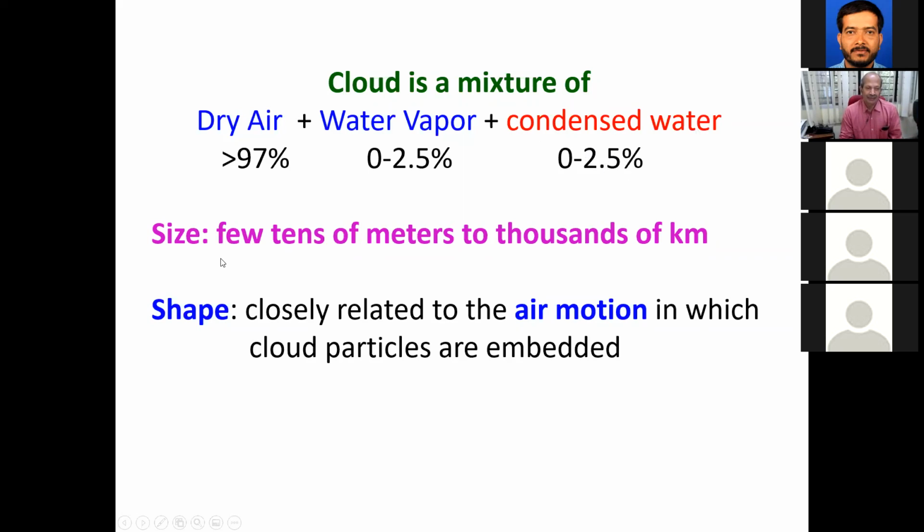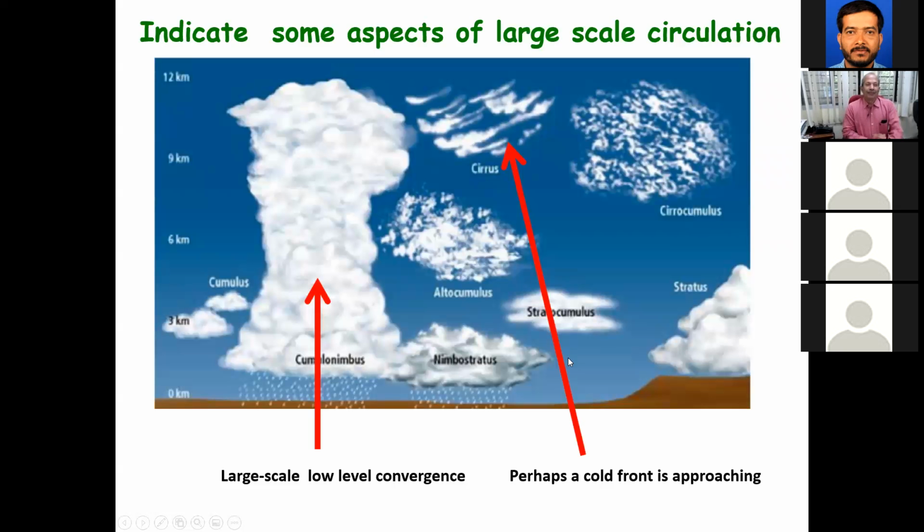If you look at the size, it is from a few tens of meters to thousands of kilometers. That is the scale it occupies, large scale. And shape is closely related to the air motion in which the cloud particles are embedded. So when you go out and see the sky, you see different types or shapes of clouds. And by looking at the clouds, roughly you can say what the atmospheric condition is, especially in terms of stability or an approaching storm.